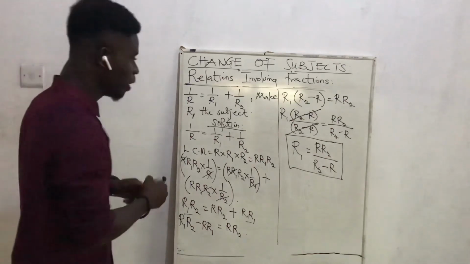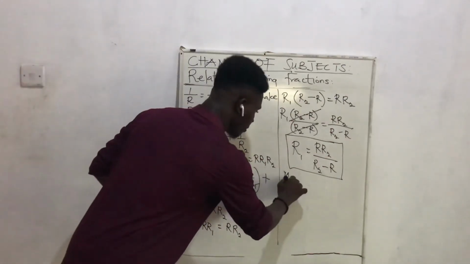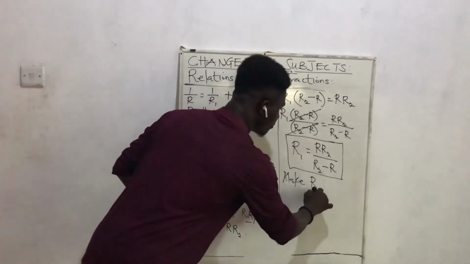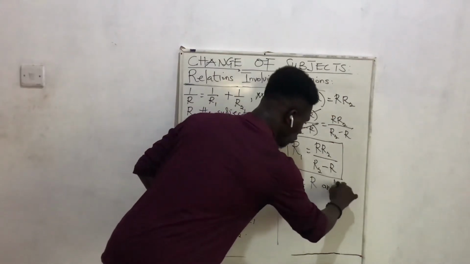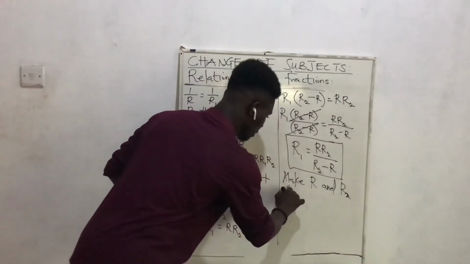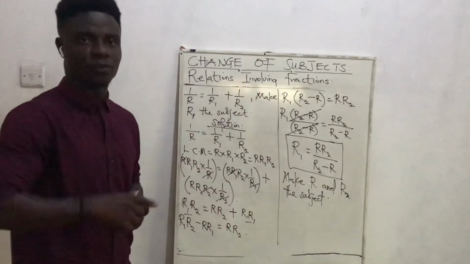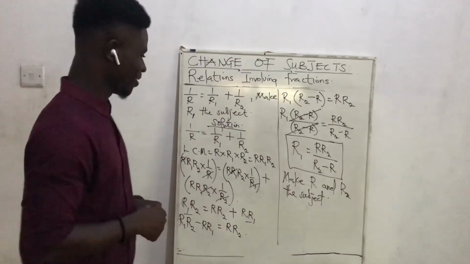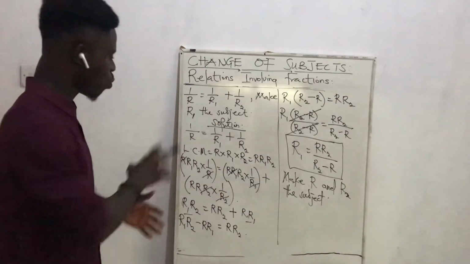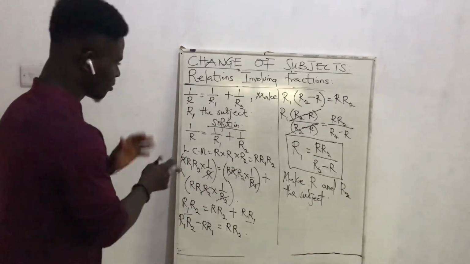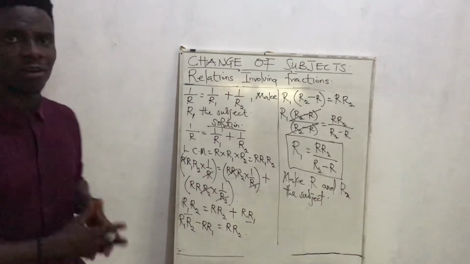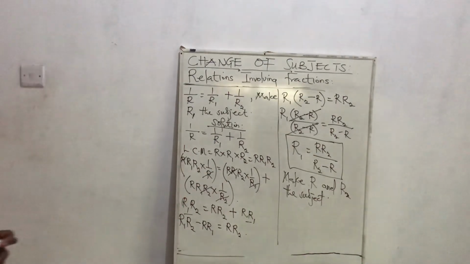Alright, so make sure that you make R and also R2 the subject of the relation. I believe you can do it. So try. Watch how the process went, watch it very carefully, then analyze it.